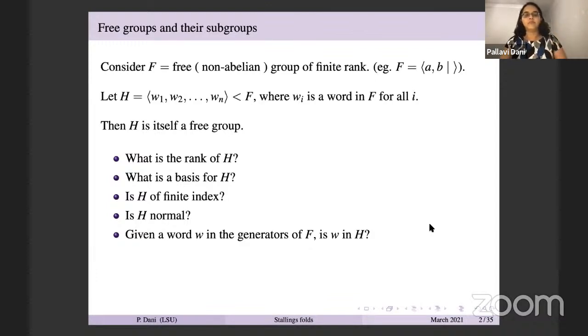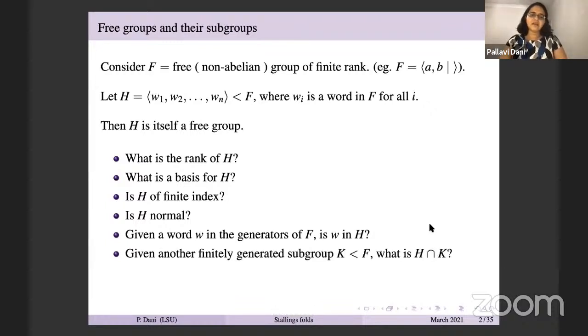So it's a valid question of, how do you recognize when this word actually is in the subgroup? This is called the membership problem for the subgroup H. And then if you have another finitely generated subgroup, say K, then you might be interested in, what's the intersection of H and K? And of course, there are many other questions, but this is just a list of first questions that you might ask.